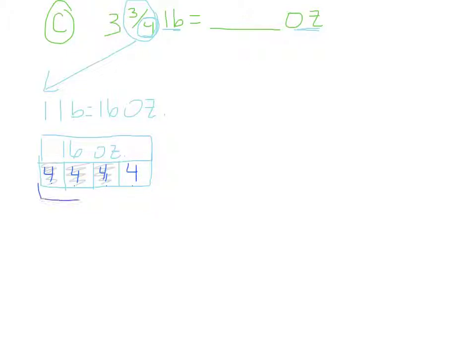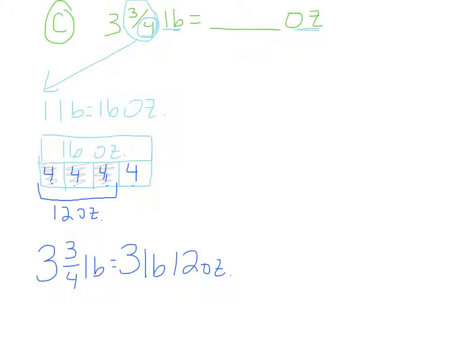If I'm looking at 3 of them, that's 4, 8, 12 ounces. So 12 ounces is the same thing as 3/4 of a pound. So I could write 3 3/4 pounds is the same thing as 3 pounds, 12 ounces. I know that sounds kind of confusing, but writing fractions is just another way of writing it this way. They equal the same thing.